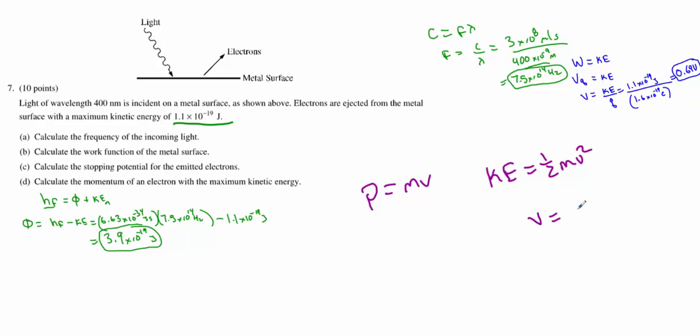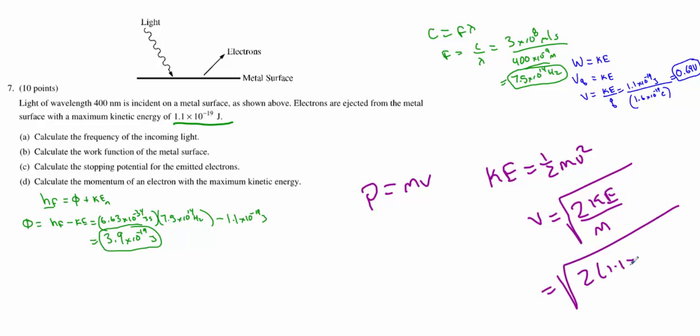So the velocity of the electron is going to be 2 times the kinetic energy divided by the mass of the electron, and I'm going to square root that. So I'm going to take the radical of 2 times 1.1 times 10 to the negative 19 joules, divided by the mass of one electron. That's 9.11 times 10 to the negative 31 kilograms. That's something you look up. We're going to figure out that velocity. It ends up being 4.91 times 10 to the 5 meters per second.